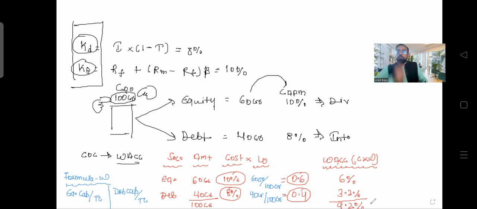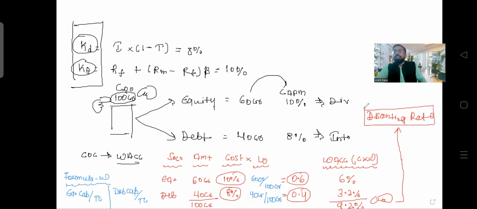Am I clear? This overall cost of capital is what the company is spending towards its capital. This much cost the company is bearing towards its capital. This is what the weighted average cost of capital is. Now, what is its importance? Weighted average cost of capital is also known as the discounting rate.